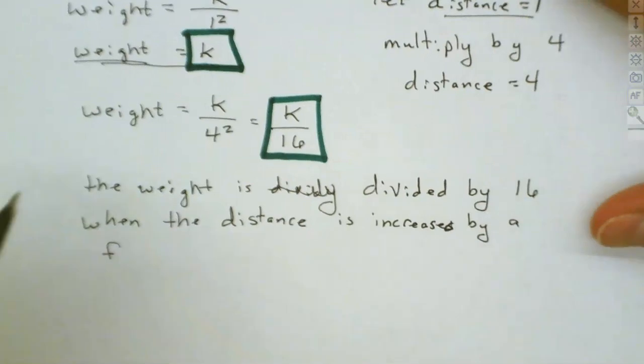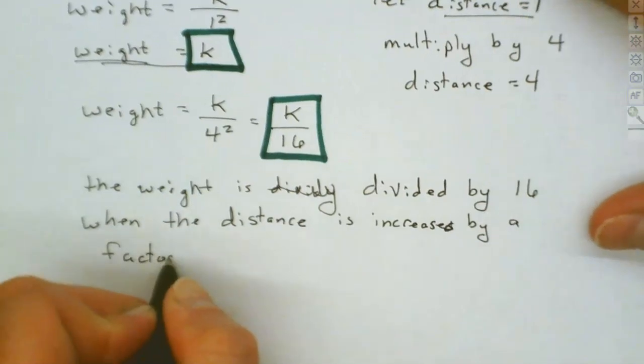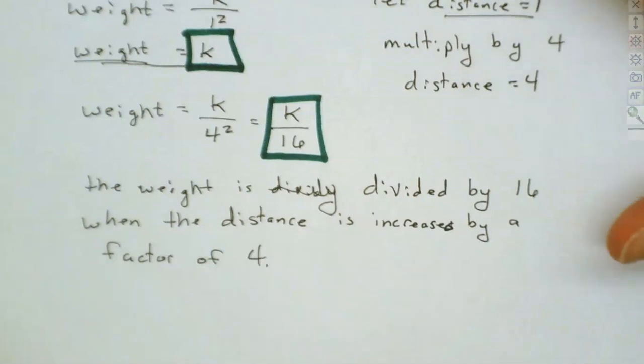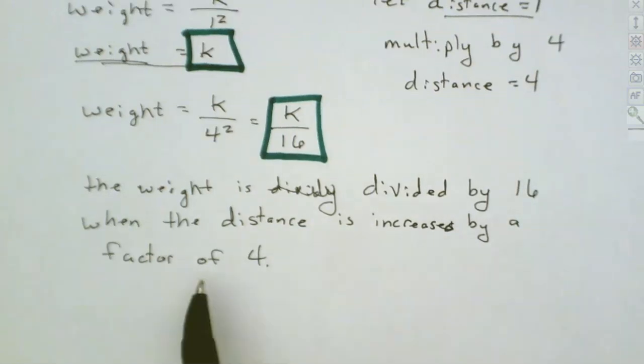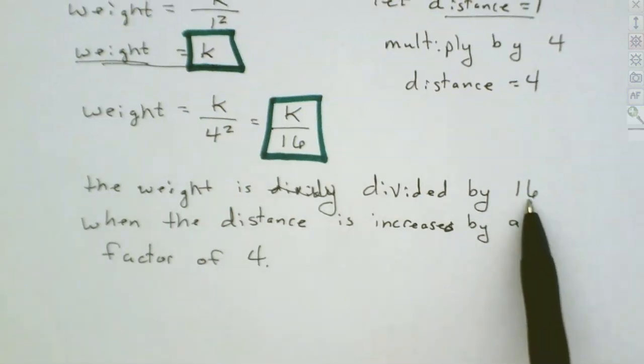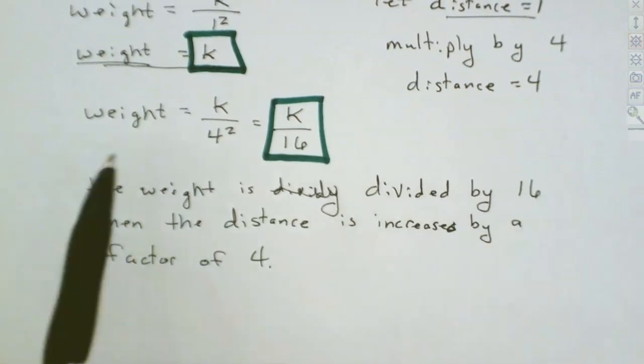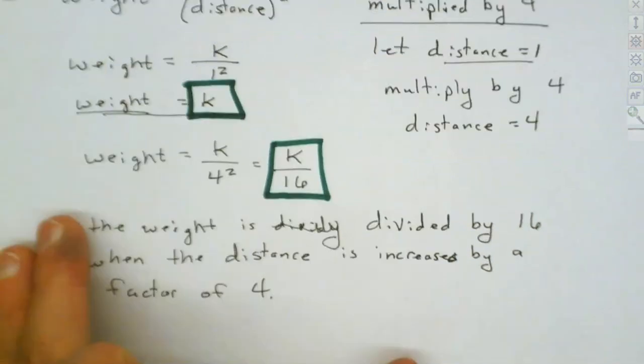So we can see here. So why is it divided by 16 when the distance is increased by a factor of 4? Because we're not just dividing by that distance, right? We're dividing by that distance what? Squared. So if you increase it by a factor of 4 for the distance, the weight will be divided by 16. Right? And why is it 16? Because 4 squared is what? 16.